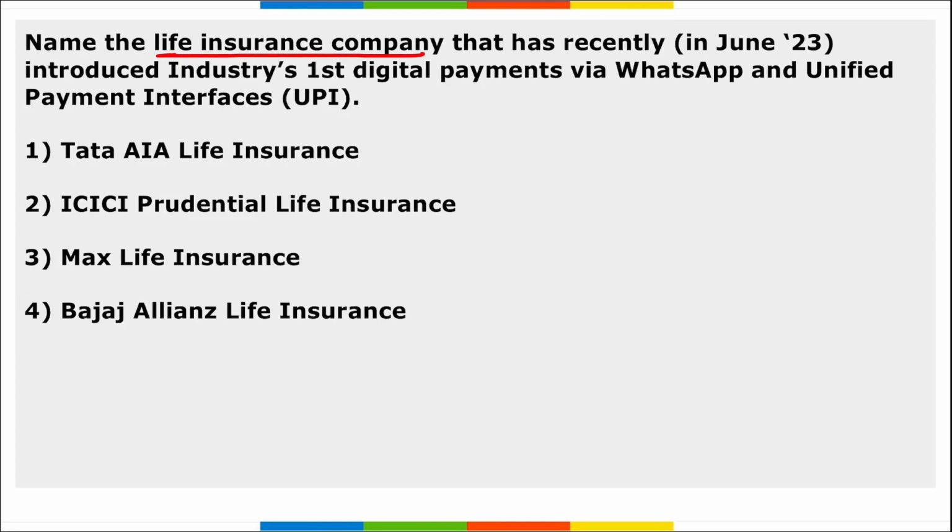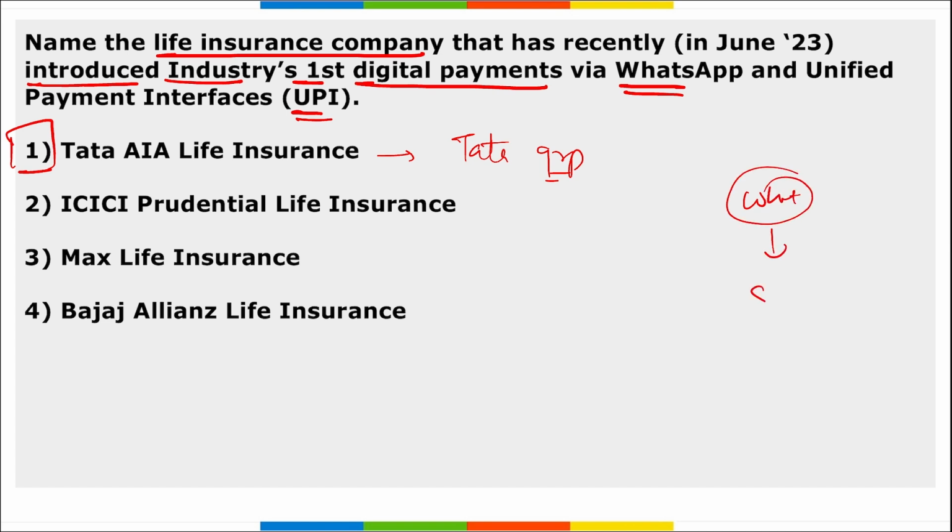Next question. Name the life insurance company that recently introduced the industry's first digital payments via WhatsApp and UPI. It is Tata AIA Life Insurance. I repeat, this firm is backed by Tata Group, right? And they have introduced the first of its kind feature in the insurance industry by enabling digital payments through WhatsApp and UPI. Even WhatsApp, if you know, friends, now launched a screen share feature using a video call. Correct? Coming back, this new feature will allow both tech savvy as well as non-tech savvy consumers to easily pay their premiums digitally and receive quick confirmations and acknowledgement. So Tata AIA Life Insurance is the correct option.